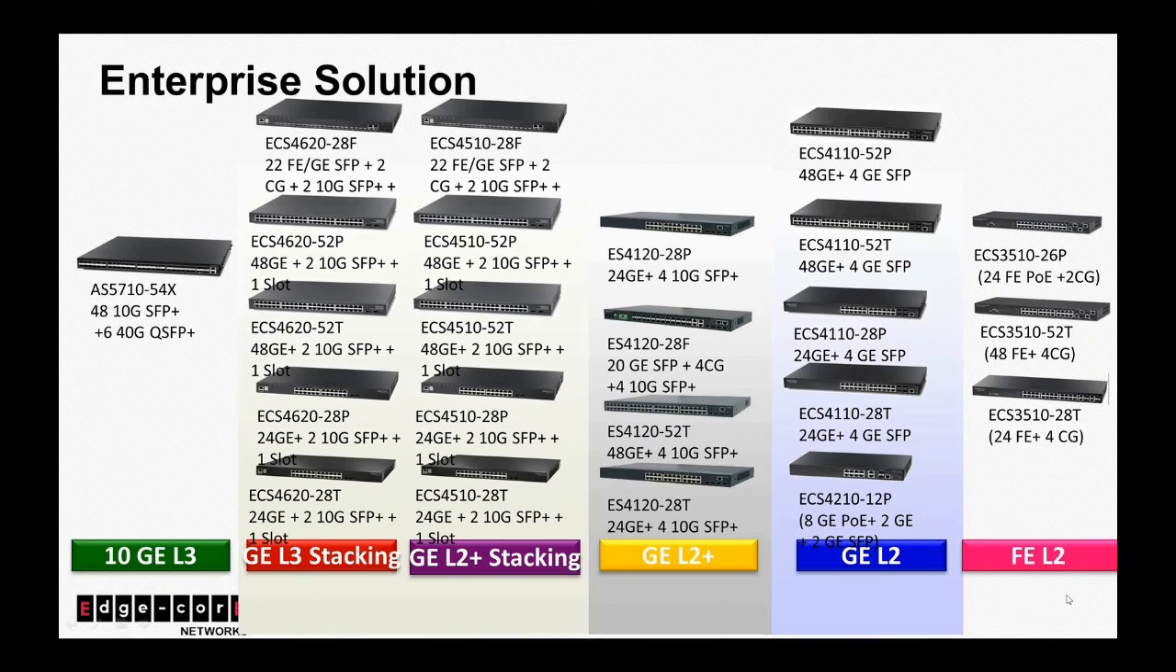So from here, you can see we have a fast Ethernet layer 2, gigabit layer 2, gigabit layer 2 plus with 10 gig uplink, and gigabit layer 2 stackable with 10 gig uplink, layer 3 stackable with 10 gig uplink, and 10 gig layer 3 switches. So we have a complete set of the switches, including PoE and non-PoE. From here, you can see like this one. The 12P means the PoE switch, 8-port PoE, okay? T means the non-PoE.